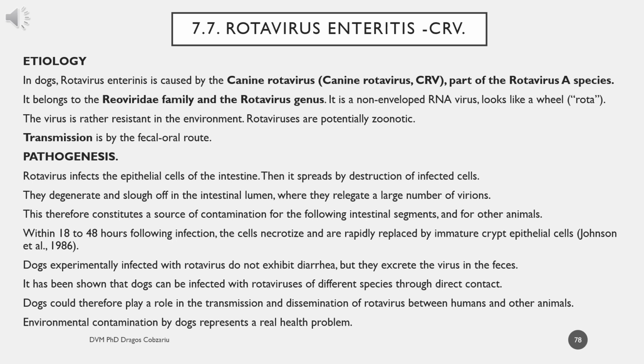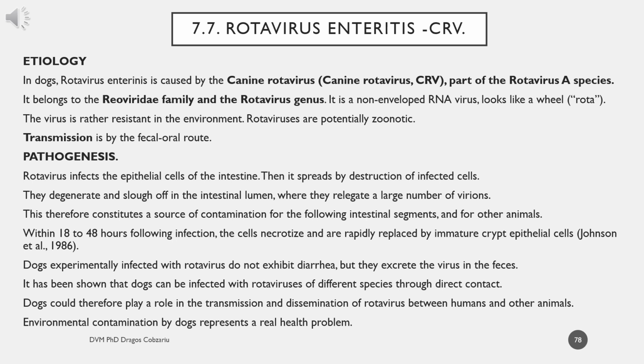Pathogenesis. Rotavirus infects the epithelial cells of the intestine. Then it spreads by destruction of infected cells. They degenerate and slough off in the intestinal lumen, where they release a large number of virions. This therefore constitutes a source of contamination for the following intestinal segments, and for other animals. Within 18 to 48 hours following infection, the cells necrotize and are rapidly replaced by immature crypt epithelial cells.